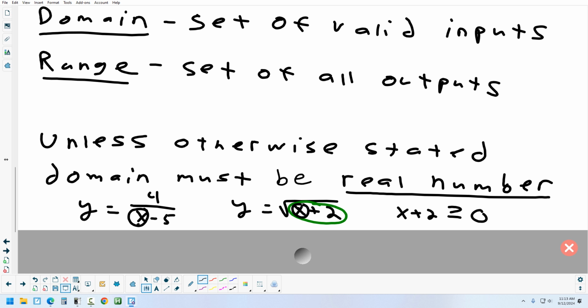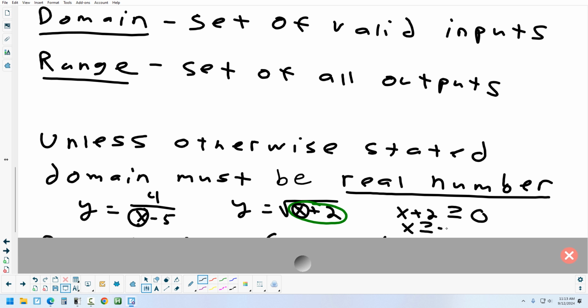What numbers could you fill in for x and make sure that what I have circled in green is always 0 or higher? Yeah? -2 or more. If you solve this equation, you would end up with x is greater than or equal to -2. That's what we would say the domain is in this problem. You cannot plug in a number like -10. It won't work. It has to be -2 or higher.